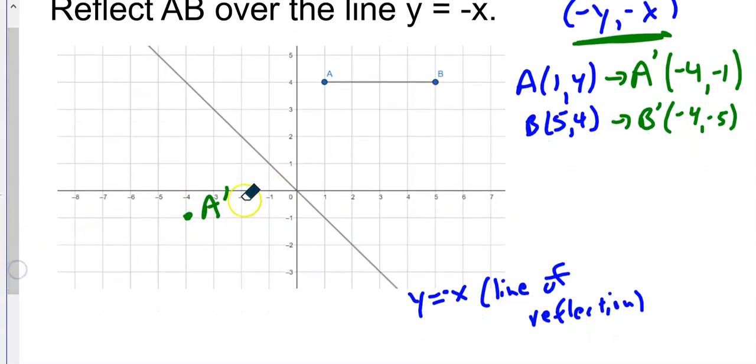And the next one I think is going to go off the graph. -4, yes, it's going to go down. Let me just extend this just a little bit. Go down a couple points there. So that'd be -4, -5. And that is my B prime.